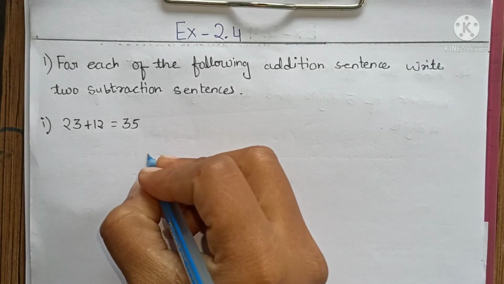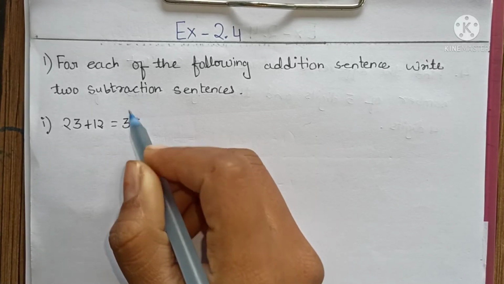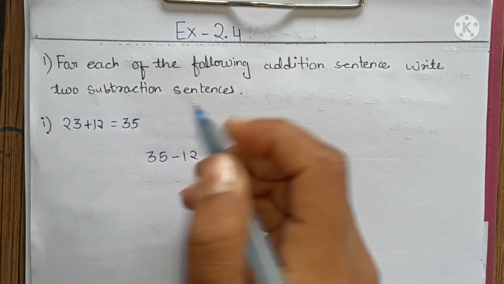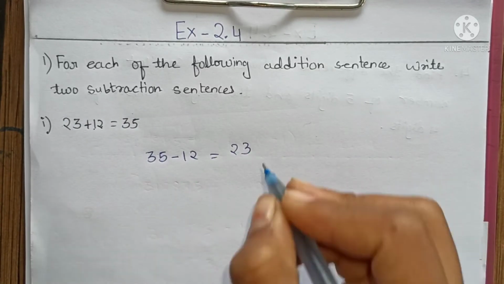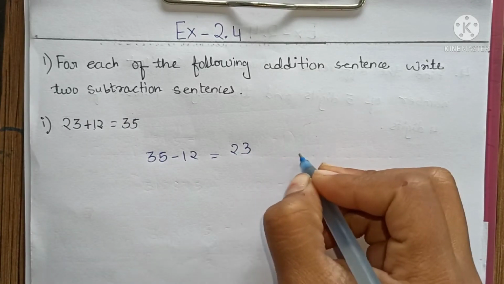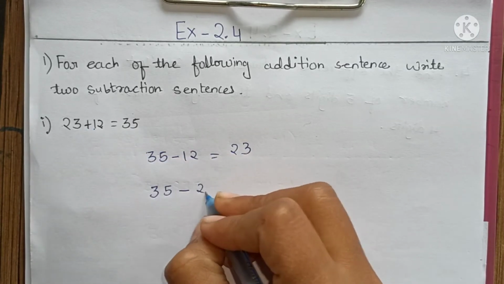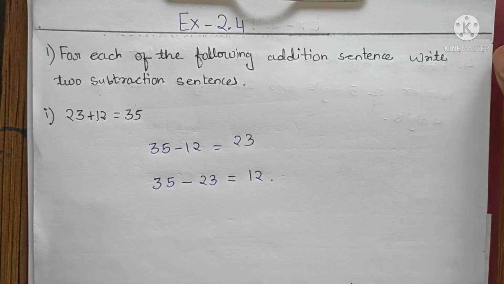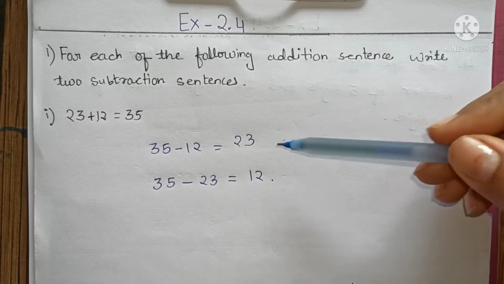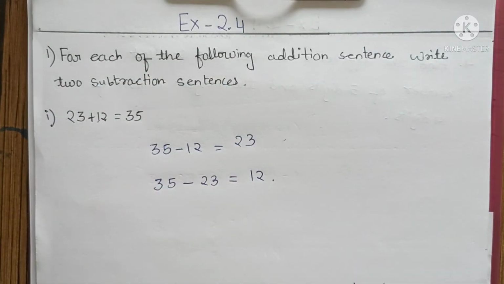Okay, so first we can write 35 minus 12. If I subtract 12 from 35, then we'll get 23 as the answer. This is the first subtraction sentence. The other one will be 35 minus 23, which will give us 12. So these are the two subtraction sentences that we can derive from one given addition sentence. I hope you all can do question 1 now. Now let us do question 2.